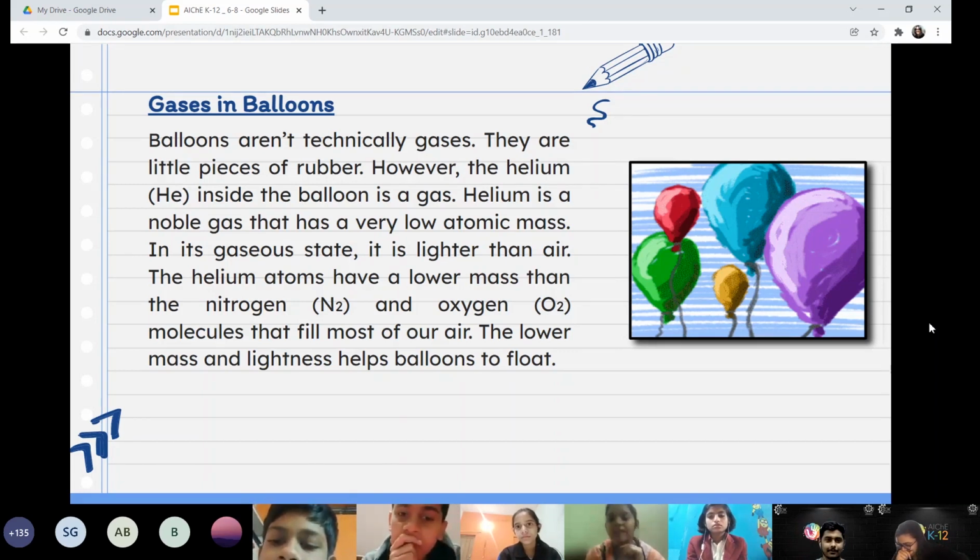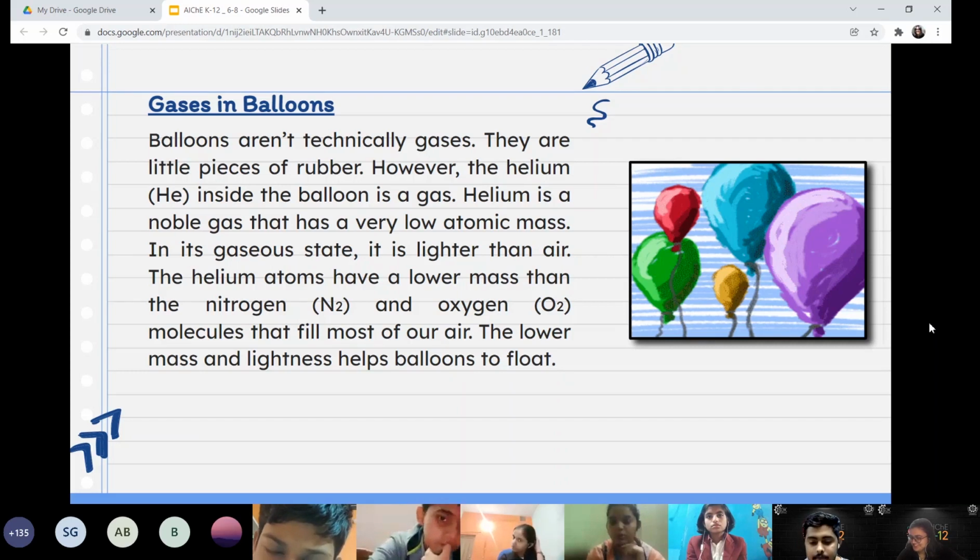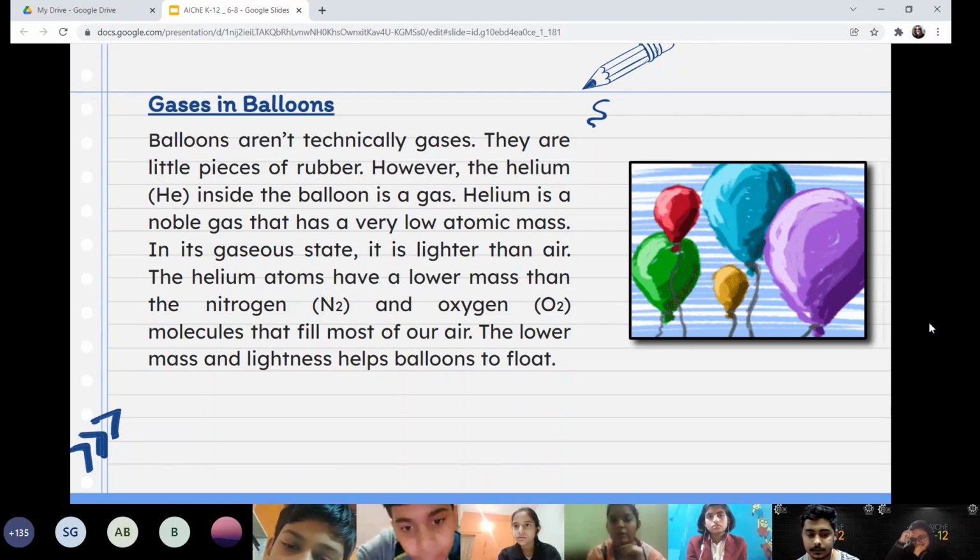As it is lighter than air, it has low mass. It also has low density. So the helium gas has lower mass and lower density than the nitrogen and oxygen molecules that fill most of our air. You know that air consists of 78% nitrogen and close to 21% oxygen. So having low density, the helium floats, and the lower mass and the lightness help the balloons to float. Next slide, please.